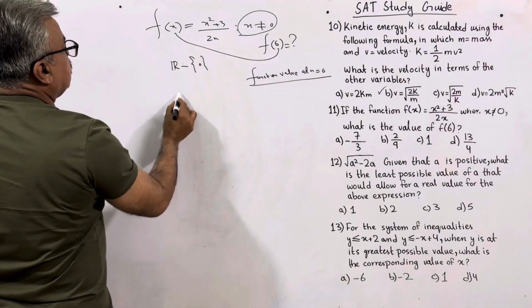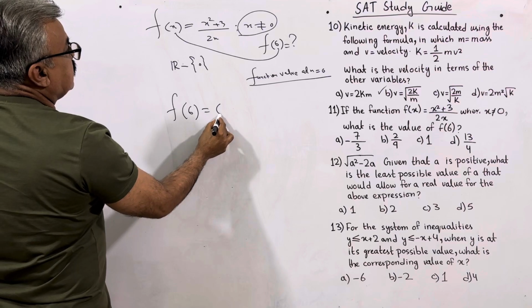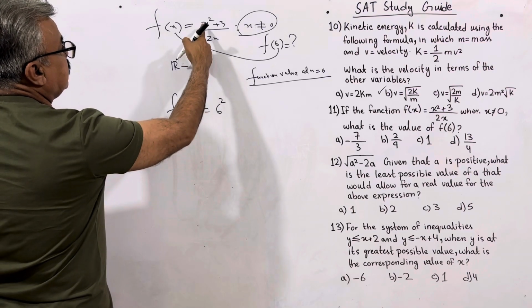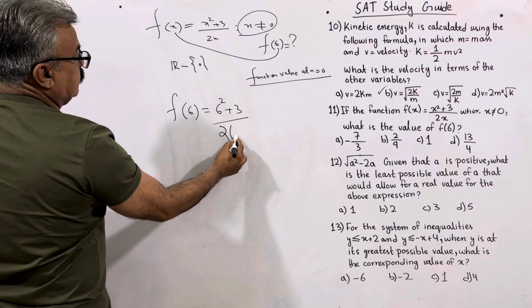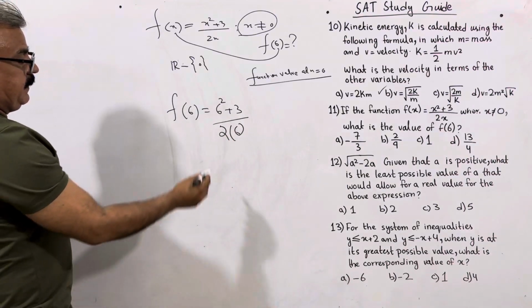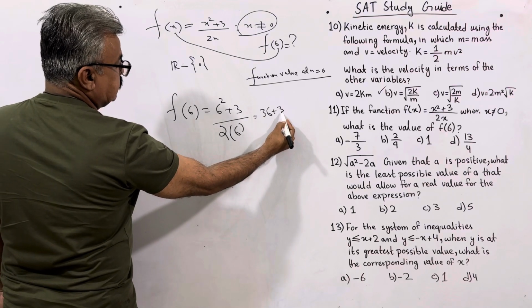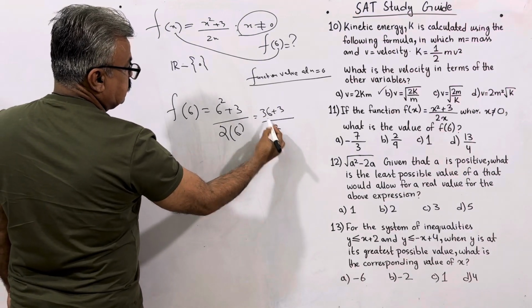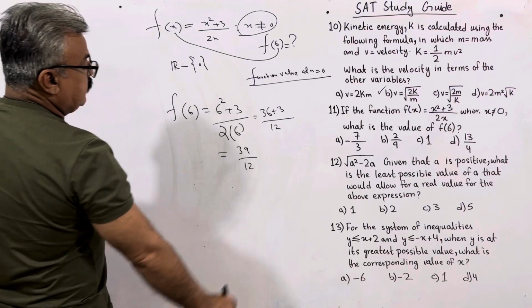Instead of x, plug in 6. f of 6 is 6 square plus 3 over 2 times 6. Simplify. 6 square means 36 plus 3, and 2 times 6 is 12. It will become 39 over 12.